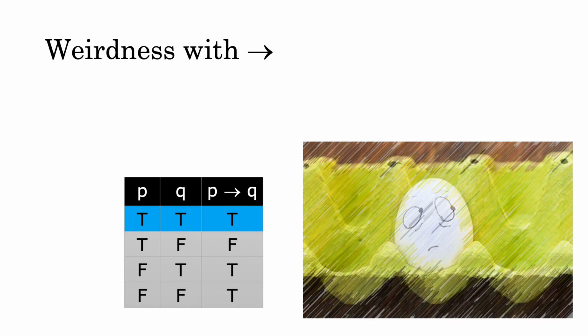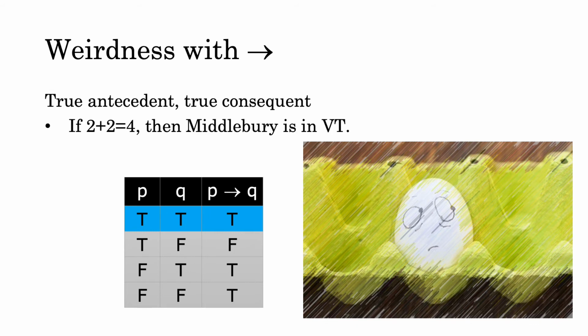So here's the first bit of weirdness. Take that first row on the truth table. There's lots of conditionals which won't work if you have a true antecedent and a true consequent. Here's just one. If 2 plus 2 equals 4, then Middlebury is in Vermont.